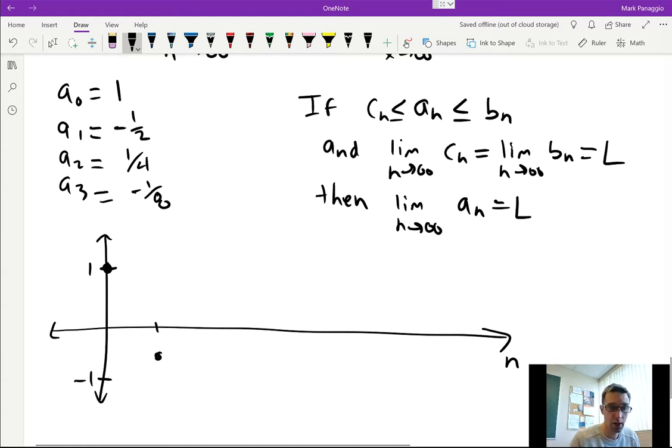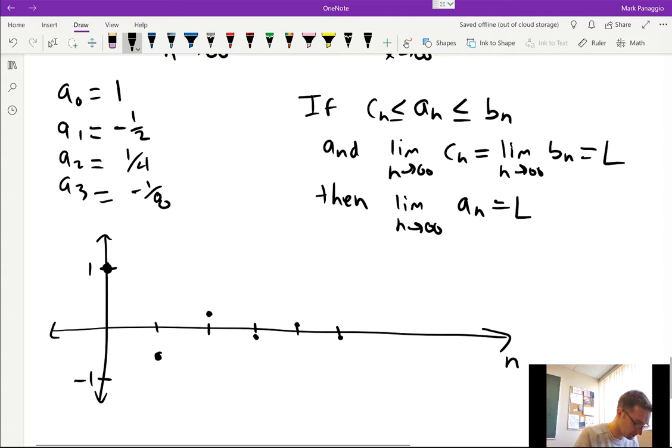The next term, a2, was 1/4. And so that one's a little closer to 0. And then we'll see we're going to go back and forth, alternating between positive and negative, but always getting closer and closer to what looks like 0. But we don't want to just say that and claim it without justification. So how can we prove it?